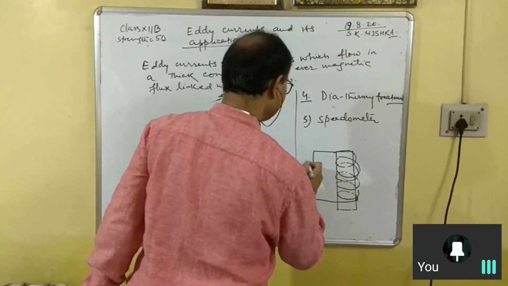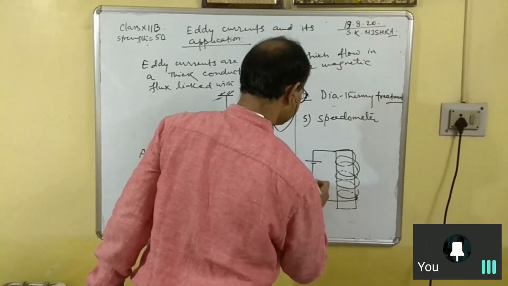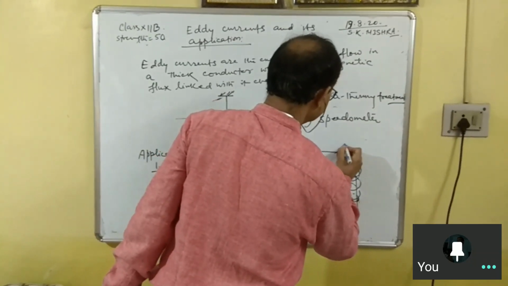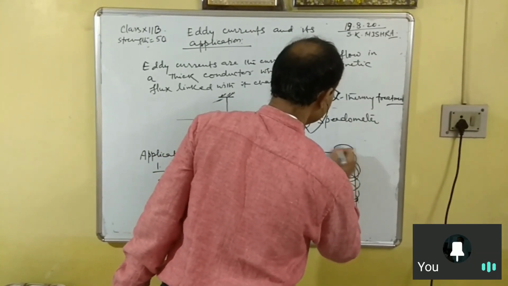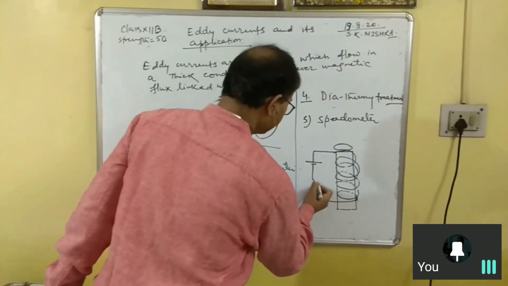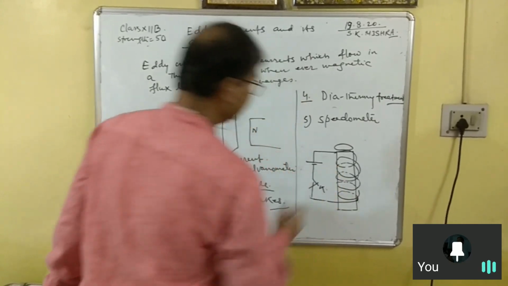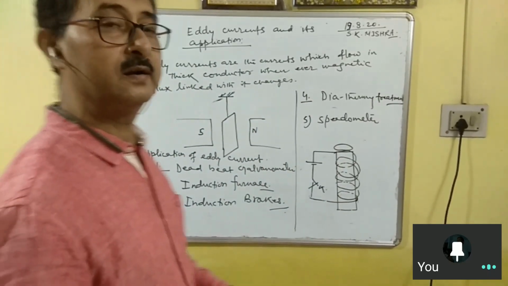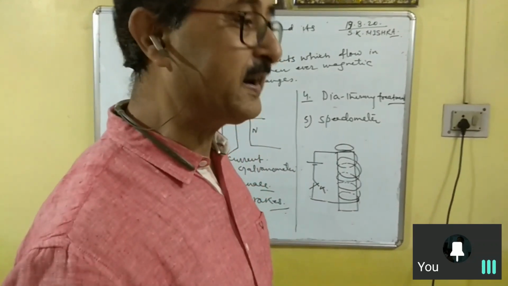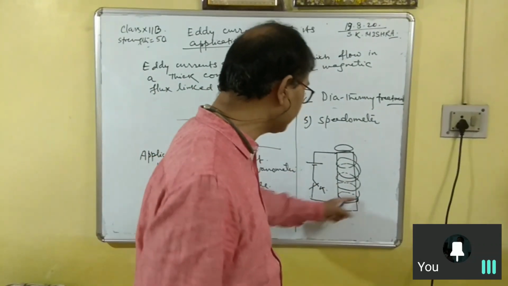And here is a battery and a switch. If you place a metallic coin, this is a metallic coin placed over it. The moment you close the switch key, what will happen? A growing current, because of self-inductance phenomena, starts flowing through the coil.